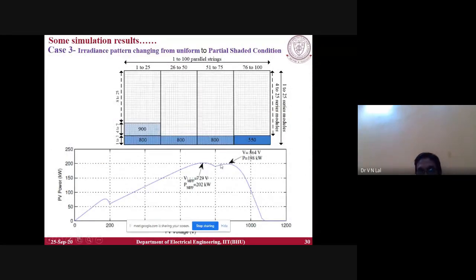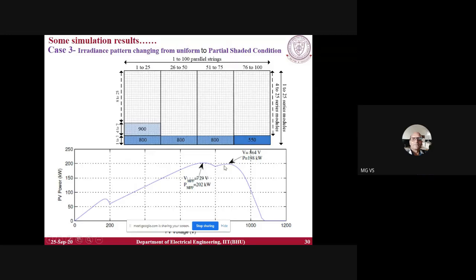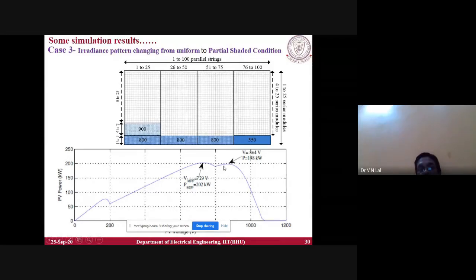Both will start from 850, but according to PSO, it will settle to the global peak, and the INC will be settled to that local peak. Okay.